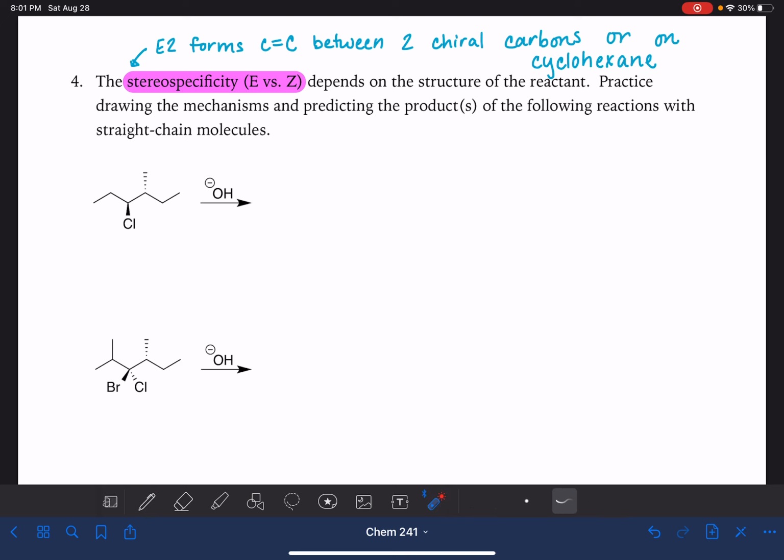So we're going to start with these problems where we're looking at a straight chain and we're going to be doing elimination between two chiral carbons. And let's take a look at this first example. Initially we're just going to approach this like we would a normal E2 reaction. So we want to identify the carbon atom that has the leaving group. We want to also identify the carbon atoms that are attached to it, and then draw in those hydrogen atoms so that we know what we're working with.